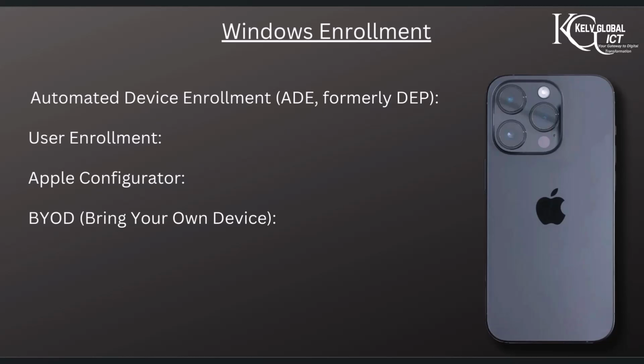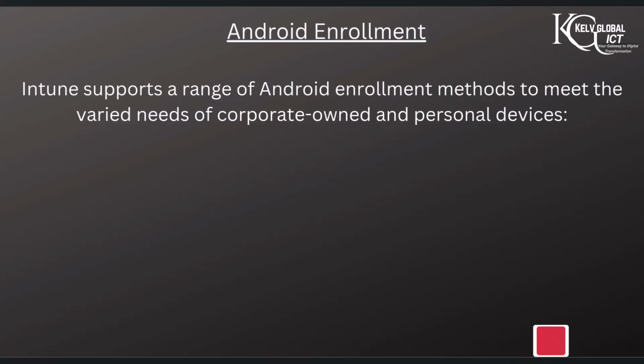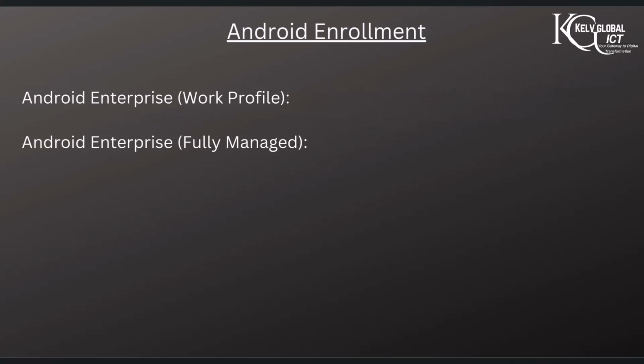Then we have the Android enrollment. Intune supports a range of Android enrollment methods to meet the varied needs of corporate-owned and personal devices. We have the Android Enterprise Work Profile, which is actually best for bring your own device scenarios. Work Profile allows users to separate personal and work data on their devices. It creates a secure container for corporate apps and data while leaving personal data unmanaged.